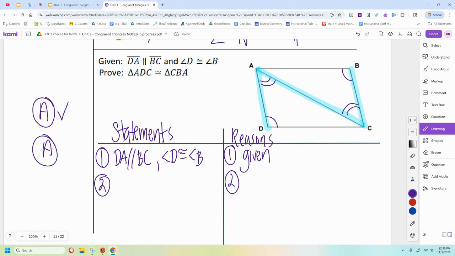Well, AA's not enough. What else do we have here? Yes, what do we have? Reflexive side. We have a side. So now, we're going to have a side. Is this angle, side, angle, or is it angle, angle, side? Do you know which one it's going to be? What's it going to be? Angle. Very good. Awesome. You guys are rock stars.